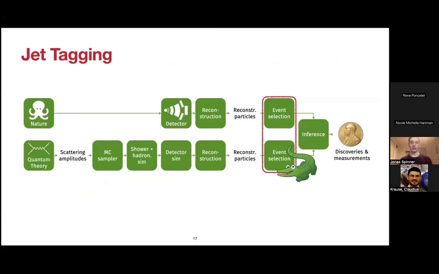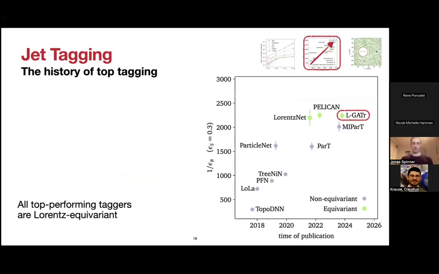Okay, the next application is jet tagging. This is a very established application of machine learning in high energy physics, and I think one of the first big applications where machine learning actually helped. Here I will go a bit through the history and look at this top tagging benchmark.